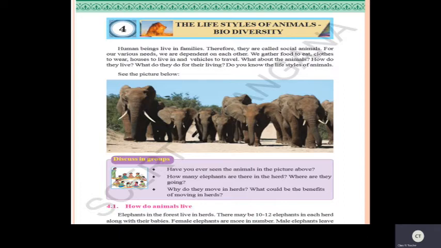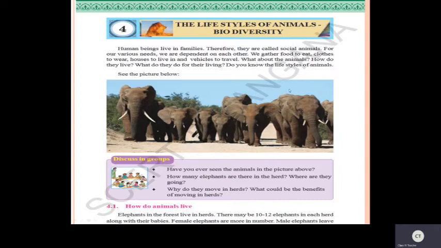Then what about animals? How do they live? What do they do for their living? Do you know the lifestyles of animals? Yes, this is all we are going to study in this lesson about lifestyles of animals. Now children, see the picture. What can you observe in this picture?